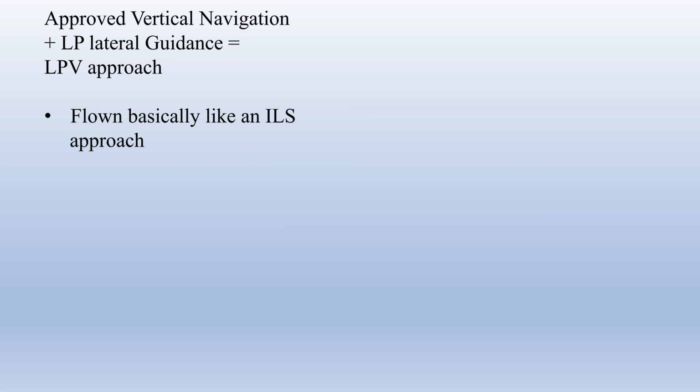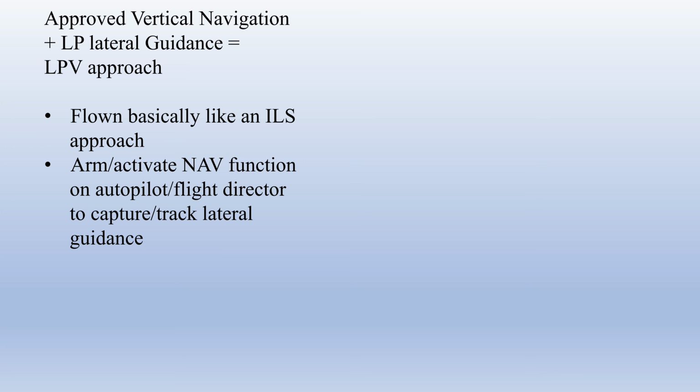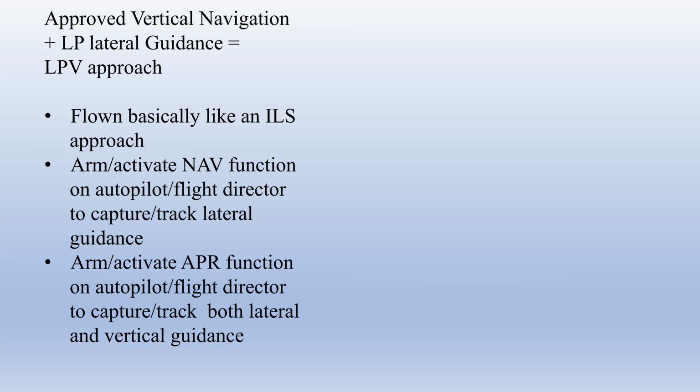You fly this down to a decision altitude where you either acquire the runway and proceed to a visual landing or miss the approach. As far as the autopilot goes, you can arm and activate the nav function on the autopilot or flight director to capture or track the lateral guidance generated by the GPS, and you can arm or activate the approach function on the autopilot or flight director to capture and track both the lateral function and the vertical guidance or the glide path generated by the GPS.